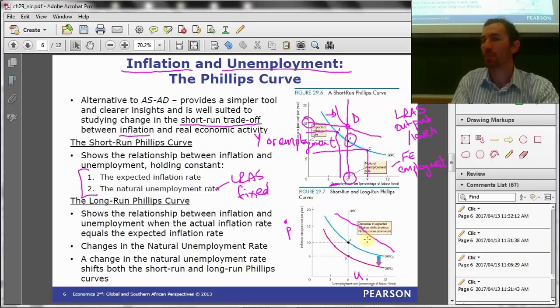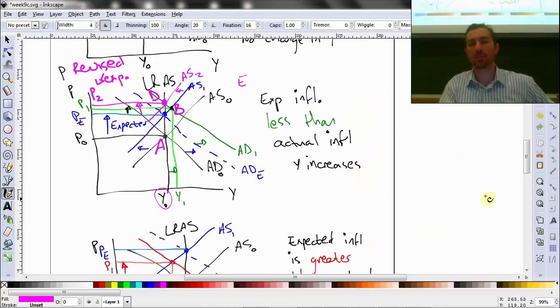Okay? If we're at point C, then how do we end up getting back to long-run equilibrium from point C? The way that we do it is by our short-run Phillips curve shifting to the left or down. What happens?